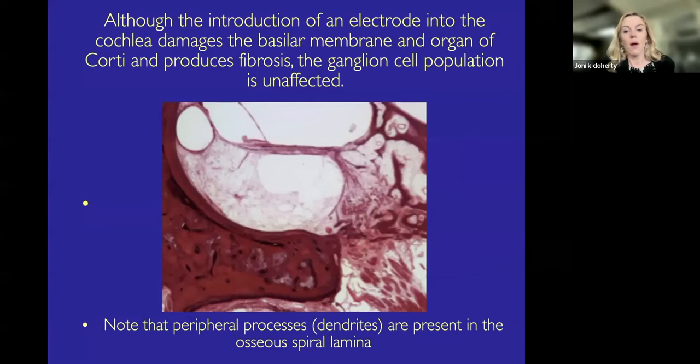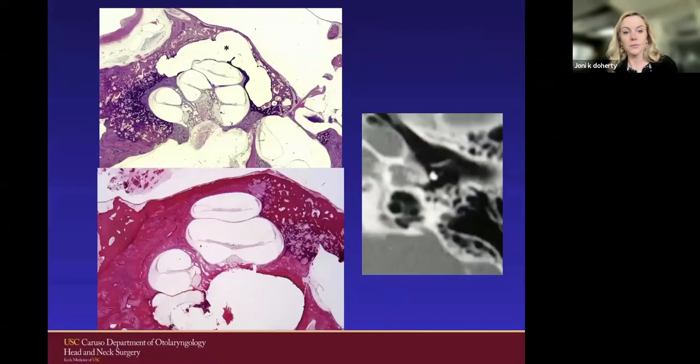And so again, showing the damages within the lateral wall, you don't see a lot of new bone formation, but you see a lot of fibrosis within the scala tympani on this slide. And there's a healthy neurite count, and there's a healthy spiral ganglion population within the cochlea.